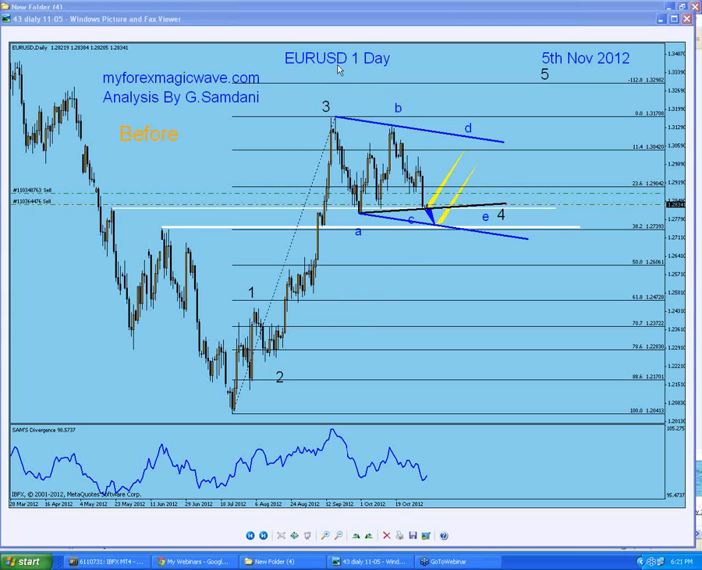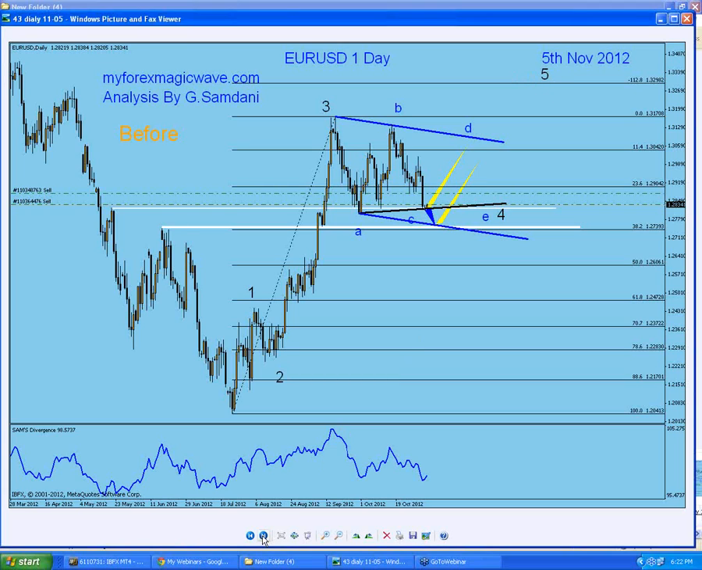This one is EUR/USD, a daily chart, which I first made around November 5th. This was my daily Elliott wave count, 1, 2, 3, and this was sort of a triangle in the making. Then I was expecting a fifth wave around 1.33, where you can see this black 5 number. This is wave 4, 1, 2, 3. I was expecting it would go up there, hit this trend line, come down, make an E wave, and then after that fly all the way up to this number 5 here for the fifth wave.